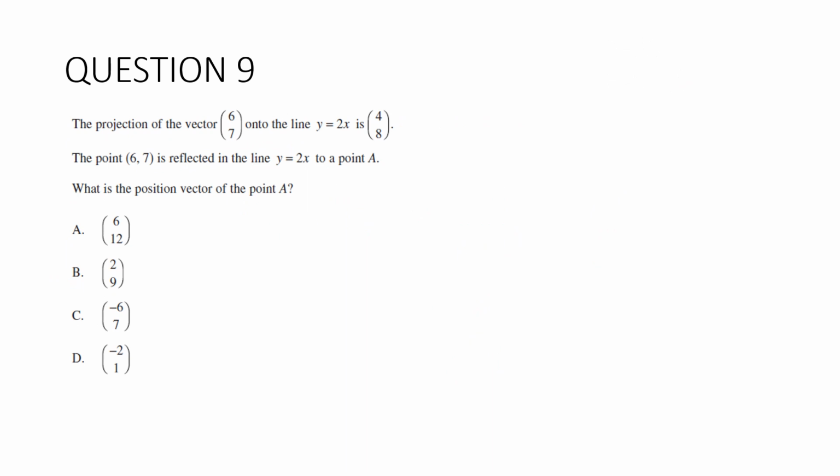Question 9. The projection of the vector 6, 7 onto the line y equals 2x is equal to 4, 8. The point 6, 7 is reflected in the line y equals 2x to a point A. What is the position vector of the point A? Now this is a really good question because if you try and do this with projection formulas, you're going to be there a while. It's much easier to do through coordinate geometry. So it's a good reminder that if you get stuck with vector questions, try and go back into coordinate geometry because you might be able to do it much easier.